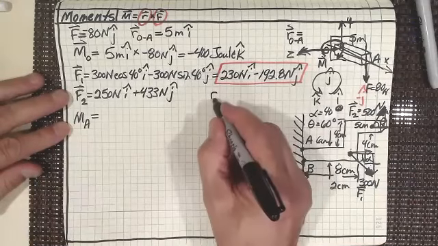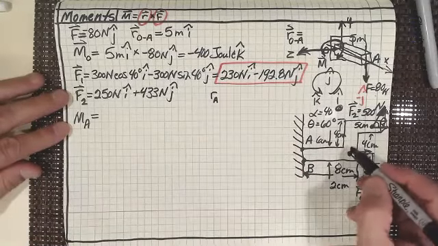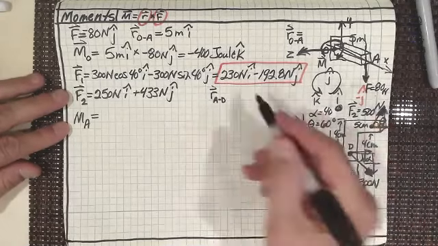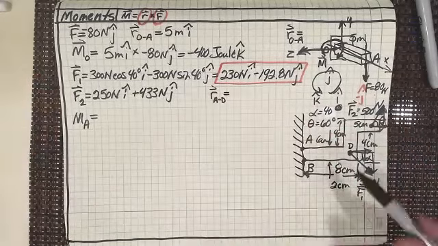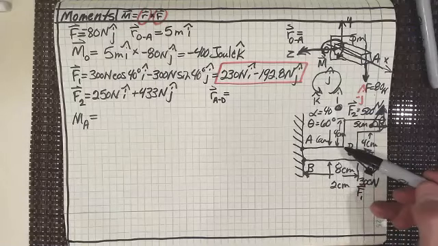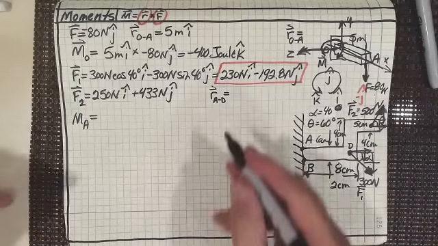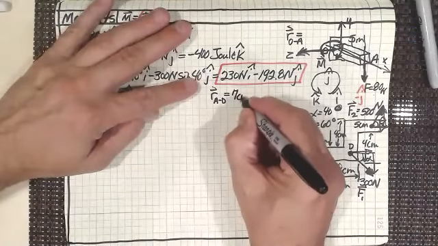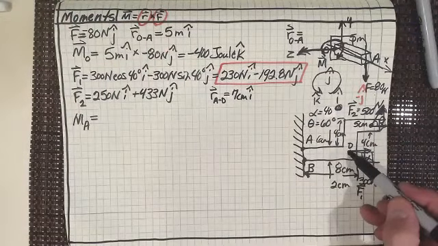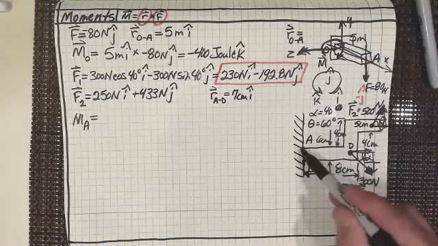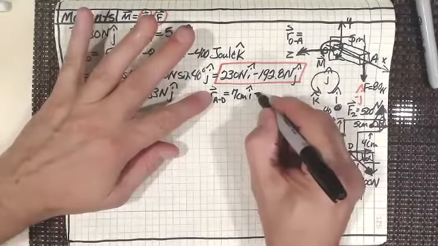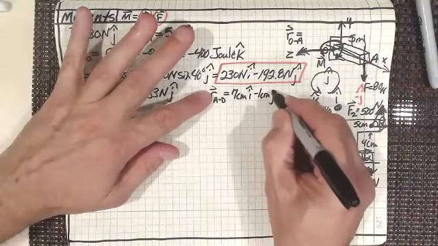Should we give this an actual name? Let's call it D. So the distance vector from A to D is going to be 1, 2, 3, 4, 5, 6, 7 centimeters, so 7 centimeters I hat, and then minus 1, because we're going down 1 from A, so minus 1 centimeter J hat.